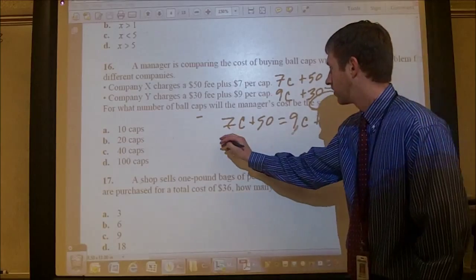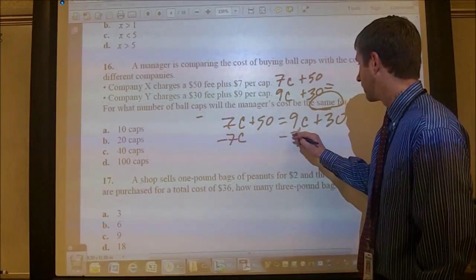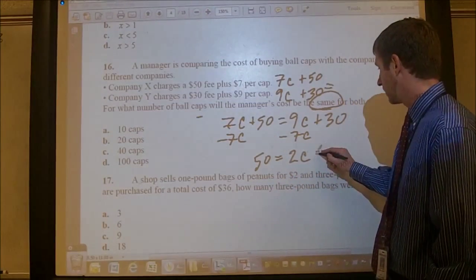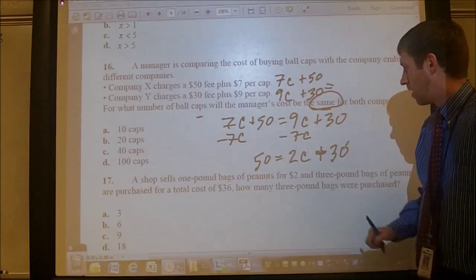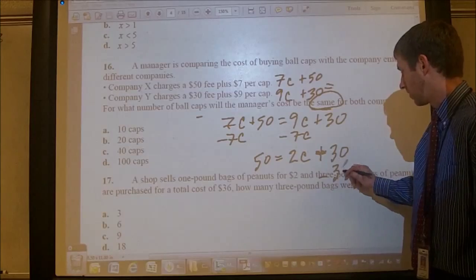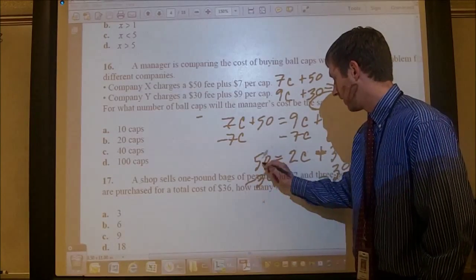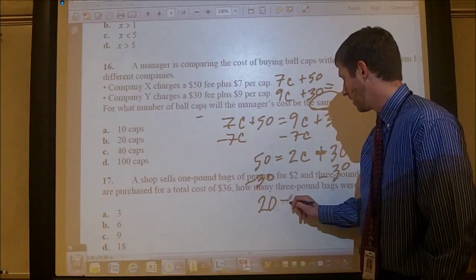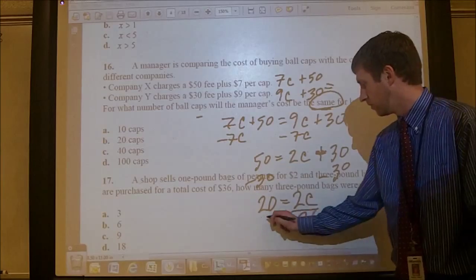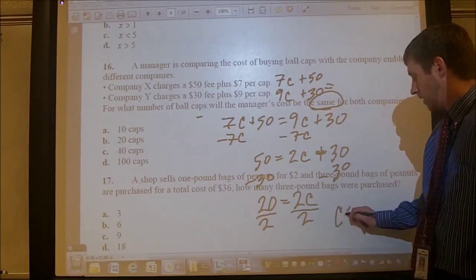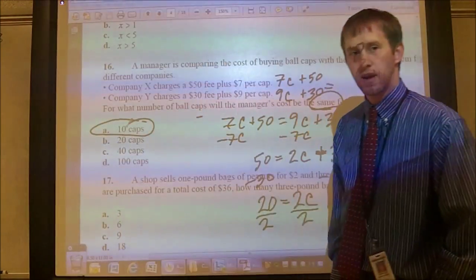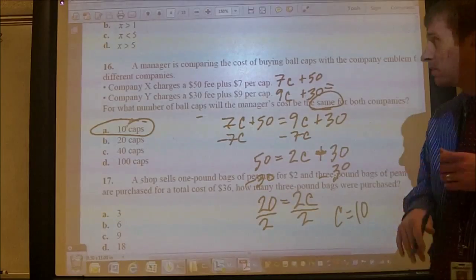I'm going to move my C's together, so I subtract 7C from both sides. I get 50 equals 2C plus 30. Now that I've got the C's together, I'm going to get it by itself, starting away from it. I'm going to subtract 30 from both sides. I get 50 minus 30 is 20 equals 2C. 2 times C, I want to divide by 2. C equals 20 divided by 2 is 10. So 10 caps. That's when the cost of both companies is the same.